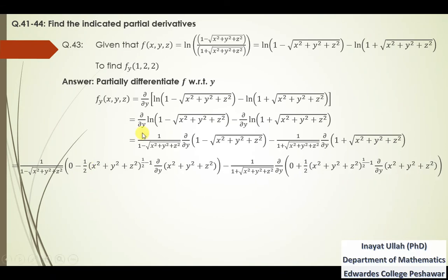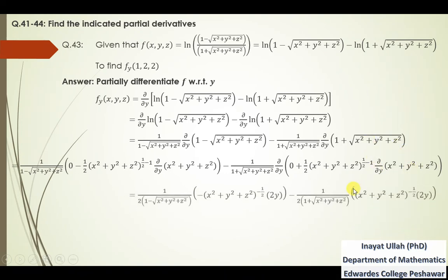So that is actually the extended power rule. The derivative of 1 is 0, and that is x square plus y square plus z square whole power 1 by 2. So dropping 1 by 2, we get 1 by 2 power 1 by 2 minus 1, and further the derivative of x square plus y square plus z square. Similarly here, that is the partial derivative of this function with respect to y. The derivative of 1 is 0, and the same situation arises here, so that is 1 by 2, power 1 by 2 minus 1, and further the derivative with respect to y of this function.